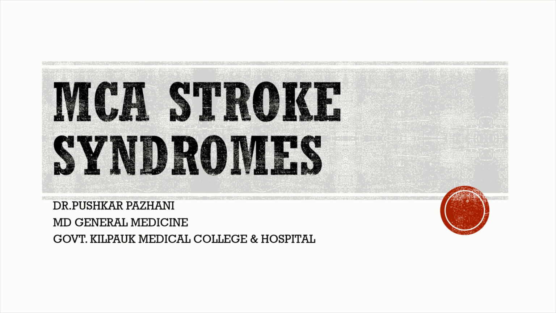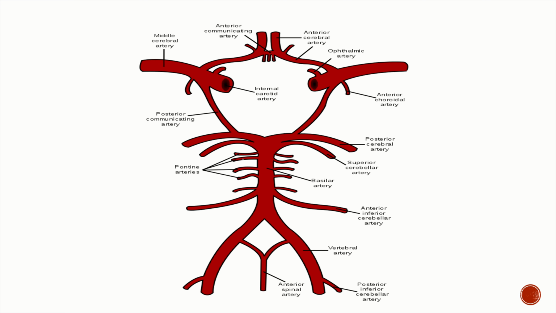Okay, so hi everyone. Today we're going to be talking about middle cerebral artery stroke syndromes. Before we go into the topic proper, just a short recap on the circle of Willis. We have our two vertebral arteries. They join to form the basilar artery. The basilar artery ends up giving lots of branches.